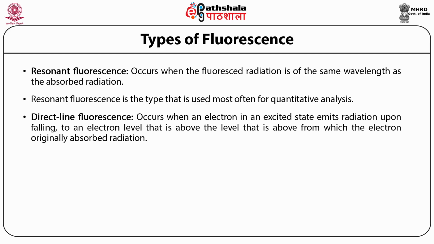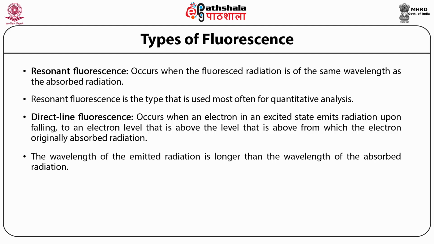Resonant fluorescence is the type that is used most often for quantitative analysis. Next is direct line fluorescence. It occurs when an electron in an excited state emits radiation upon falling to an electron level that is above the level from which the electron originally absorbed radiation. So the wavelength of the emitted radiation is longer than the wavelength of the absorbed radiation.